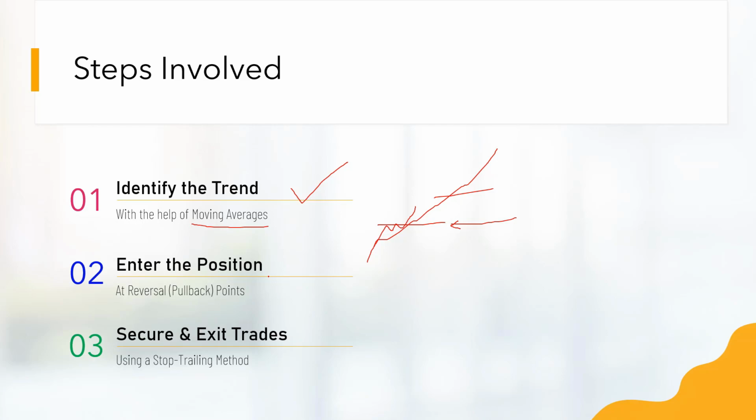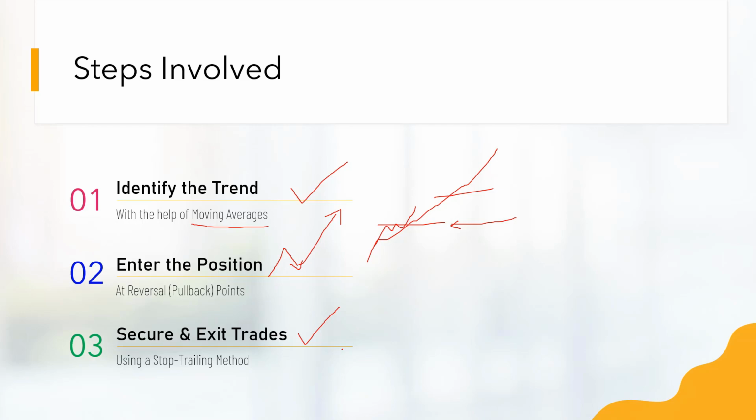And for this, we're going to wait for a pullback and enter at an optimal point so that we can reduce our risk. So to reduce the risk, we are going to trade at the pullbacks. And finally, to exit the trades, once again, we are going to use indicators in order to remove any sort of subjective emotions during the trade.